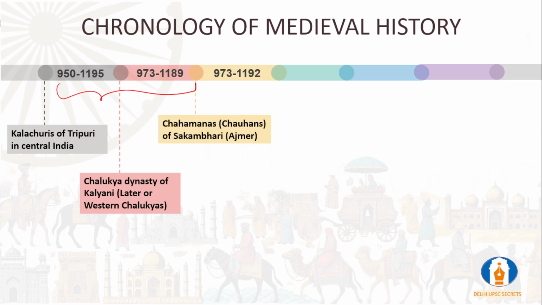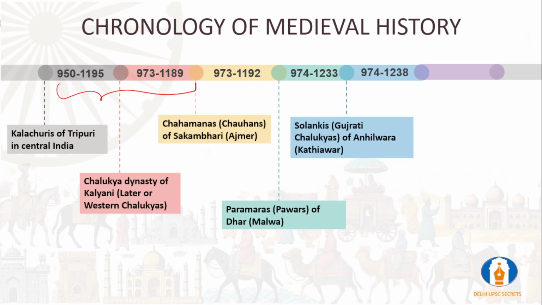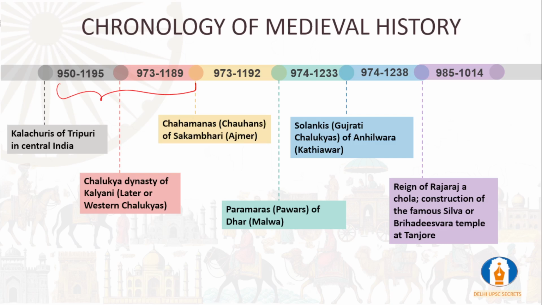973 to 1192 AD is a period where the Chauhans of Ajmer started ruling. And 974 to 1233 AD, as I told you, was the emergence of the Paramara dynasty in the Malwa region. 974 to 1238 AD is also an important period for the Gujarat Chalukyas, the Solankis we call them. 985 to 1014 AD is the reign of Rajaraja Chola, who constructed the famous Brihadishwara temple in the Tanjore region.